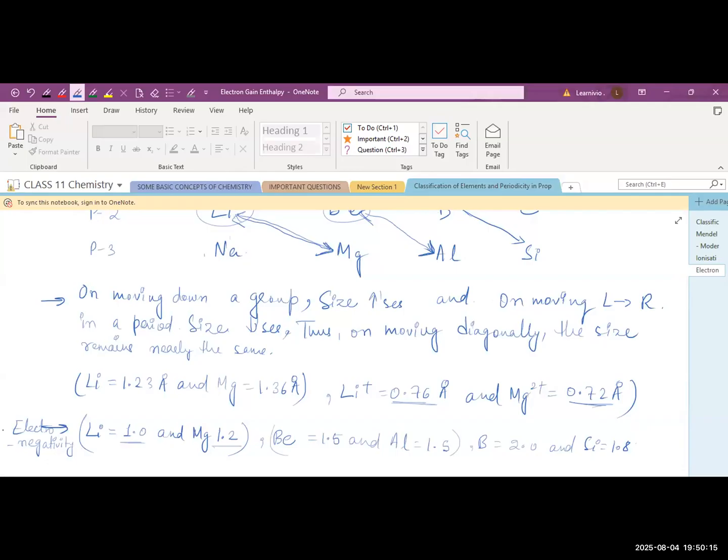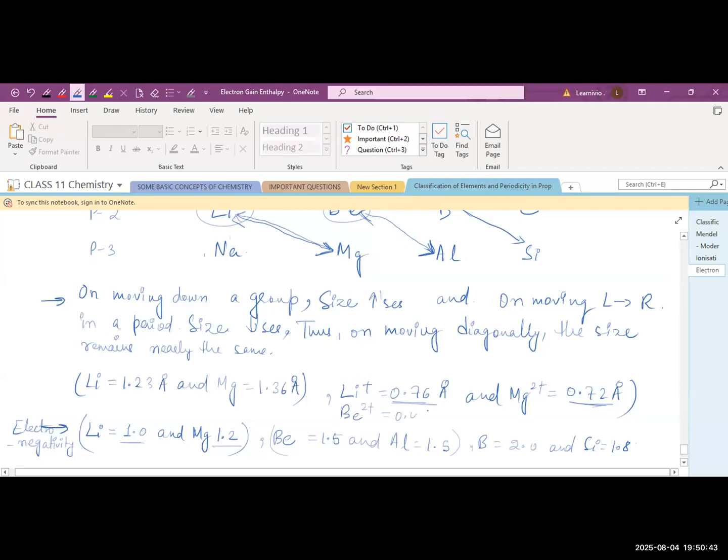So you can see beryllium and aluminum also show a diagonal relationship, but in this case, sizes are not so close to each other, right? Beryllium's size, see, first point is all about the size, and the second point is all about the electronegativity. So let me write the size here. So it's beryllium Be2+.